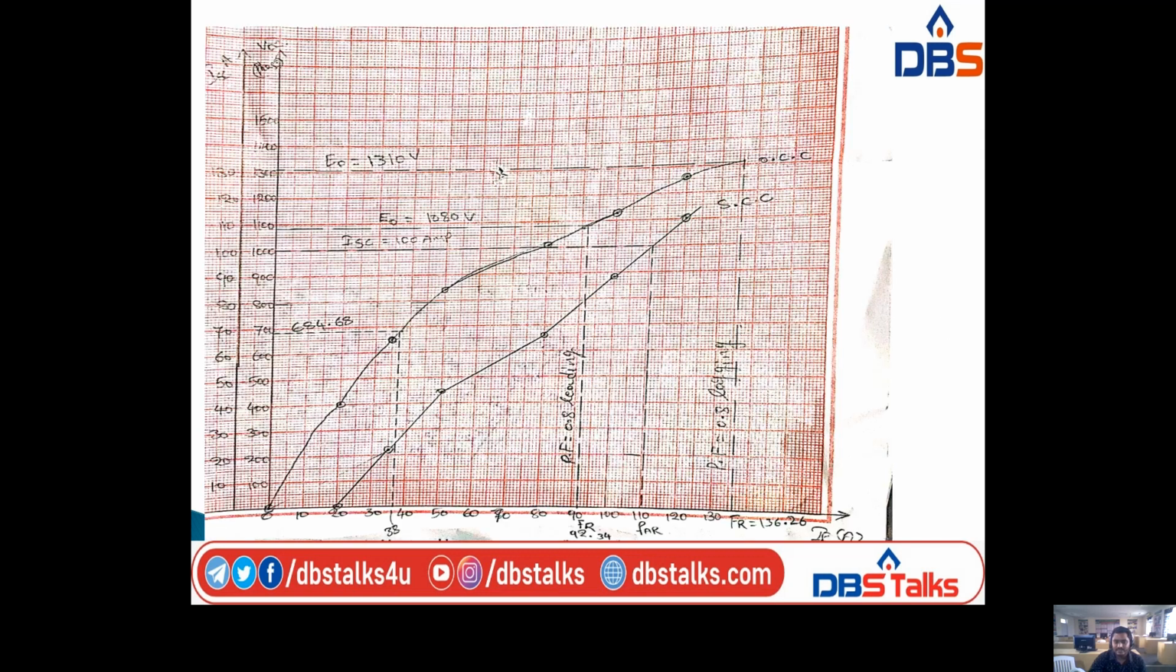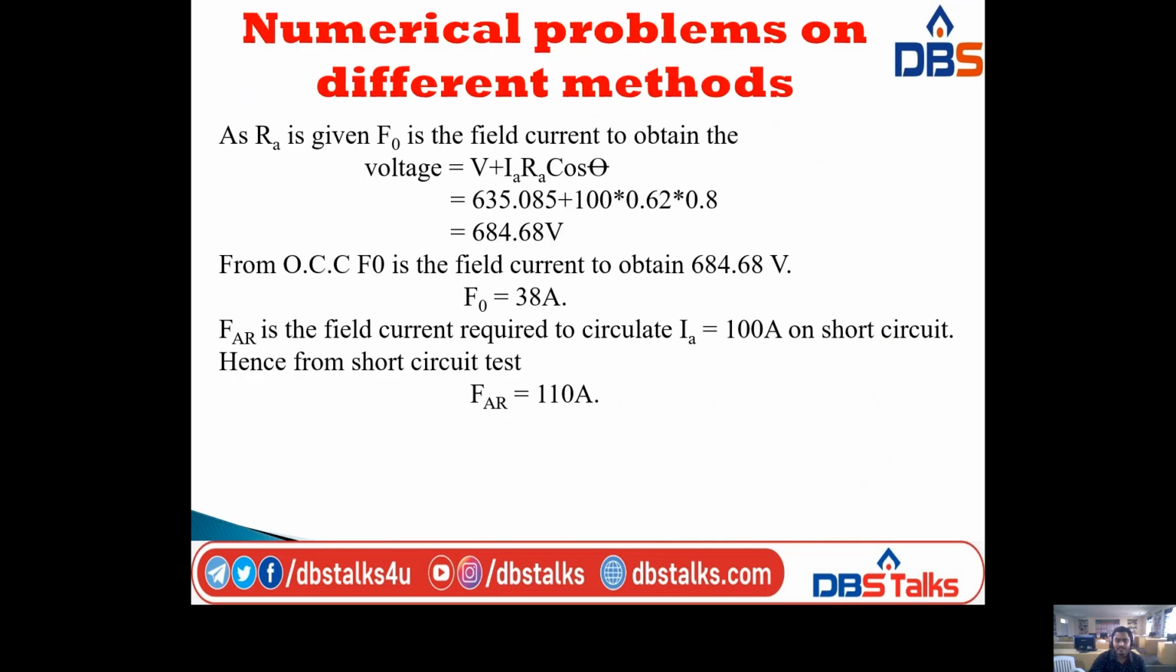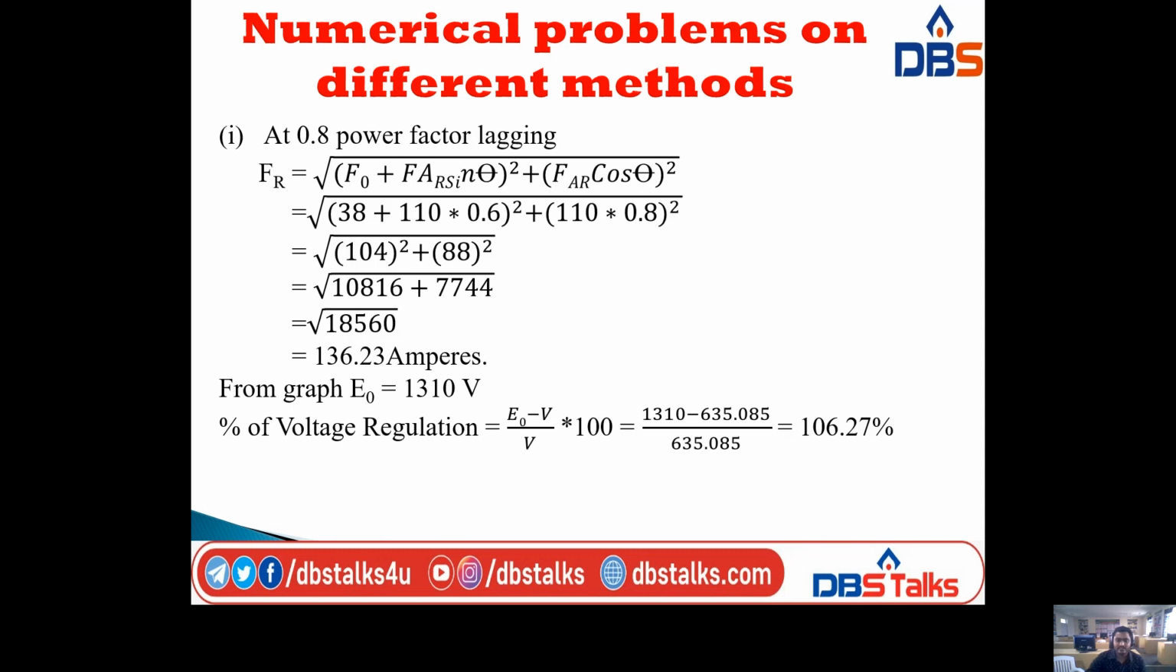It touches the OCC curve, and from that one we have to draw the horizontal line to the VOC values in the graph. So from the OCC curve, I am drawing a horizontal line to the VOC values. It touches at E naught is equal to 1310 volts. So that's why I am taking the E naught value at open circuit as 1310 volts, from the graph.